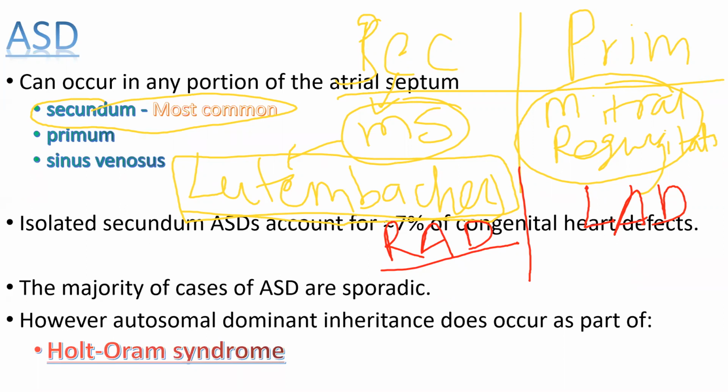So the primum is on the posterior and left side, while the secundum is anterior and on the right side, right? So we can imagine that the primum is going to cause the left axis deviation, while the secundum is going to cause the right axis deviation. And the axis deviation is generally seen in the ECG.